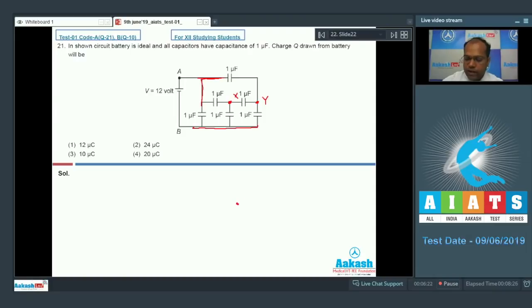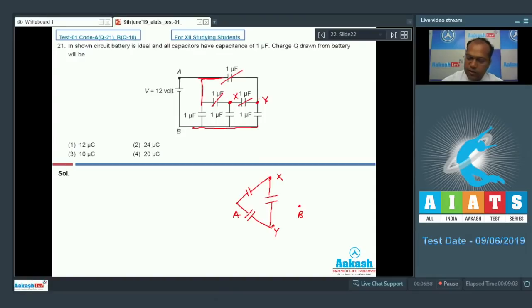In order to find the equivalent capacitance between A and B, I am rearranging this circuit. So this point is X and this point is Y. One capacitor is between A and Y, where the value of C is 1 microfarad. Another capacitor is between A and X, so this is C. This can be removed. One between X and Y, so this is again C.